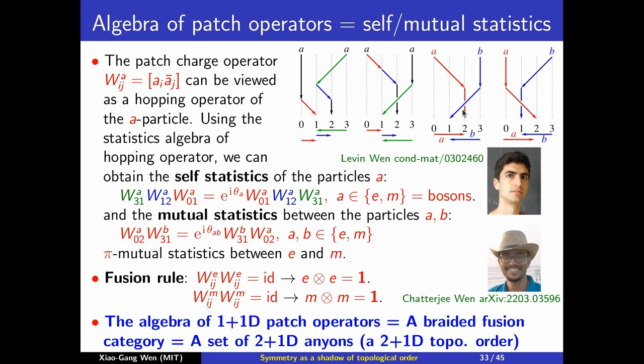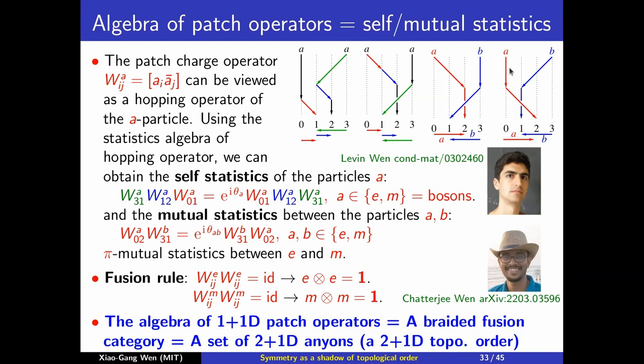So we already discussed this part, the mutual statistics. That is, when two transparent patch operators straddle like this, they may not commute. This is 0, 1, 2, 3, our system. Then we apply the A string operator first, then the B string operator. So we're kind of looking upwards. Then here we apply the B string operator first, the A string operator next. So that's from the operator point of view.